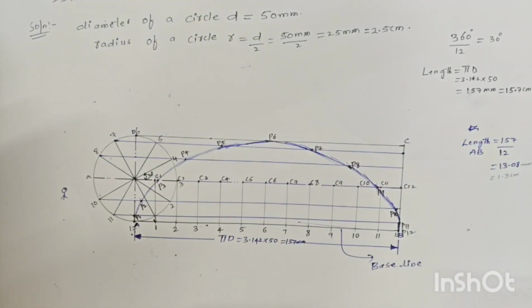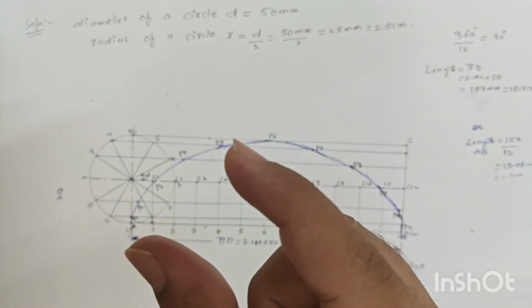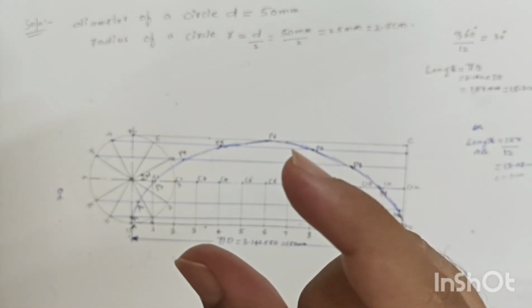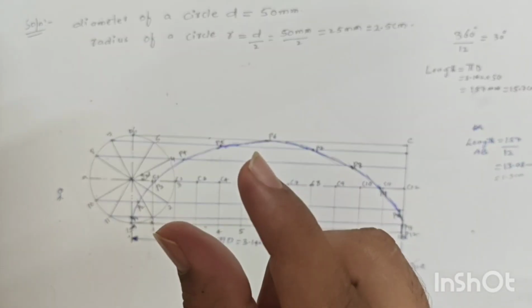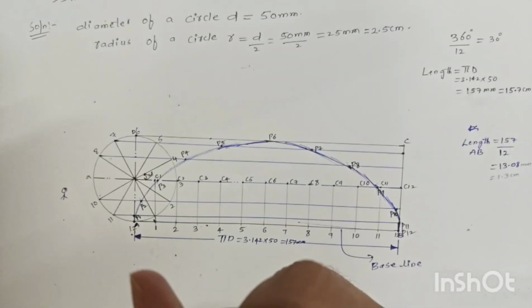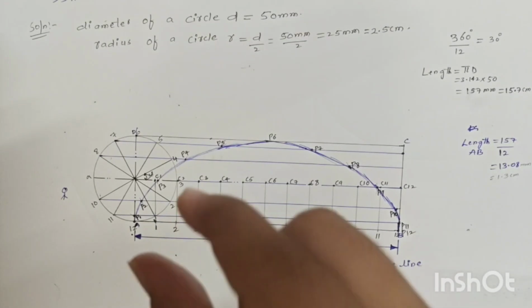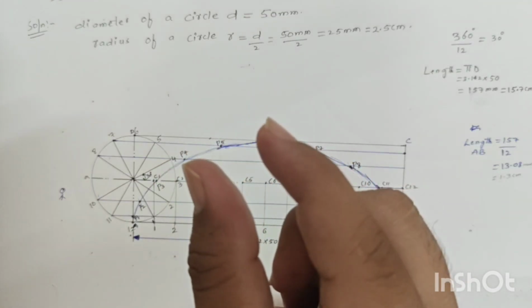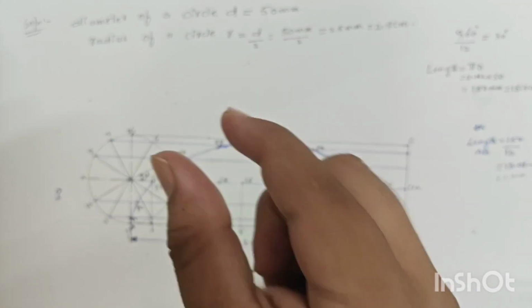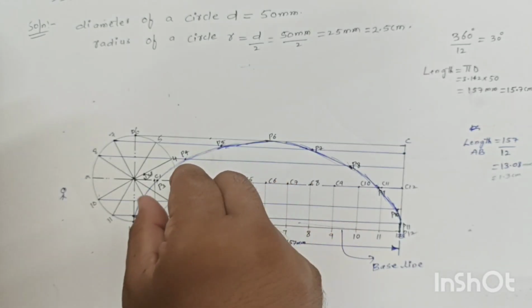Clear? After that, we need to measure with the help of compass, because the diameter of the circle is how much? 50. Radius is how much? 25 mm. Place a compass on C1, mark on a first line. How much radius we have? 2.5 centimeter. Place a compass on C2, mark on a second line.